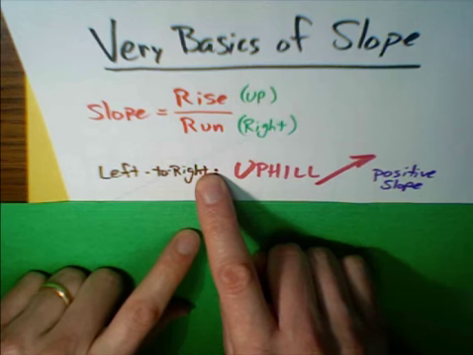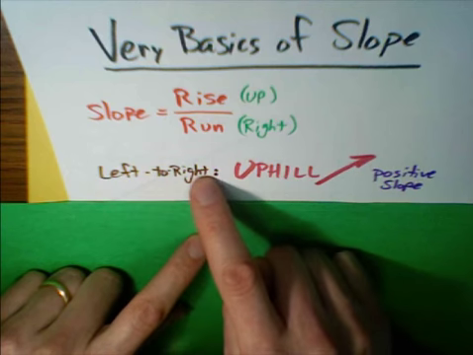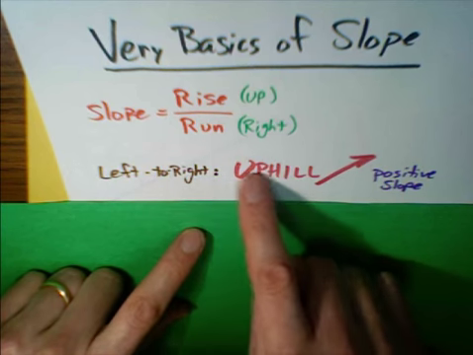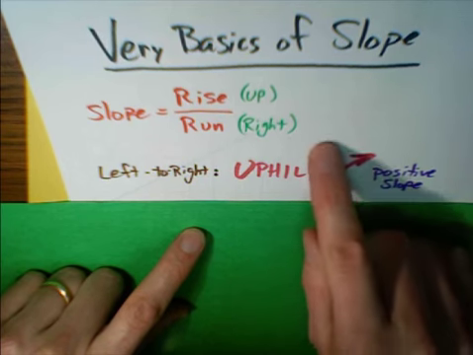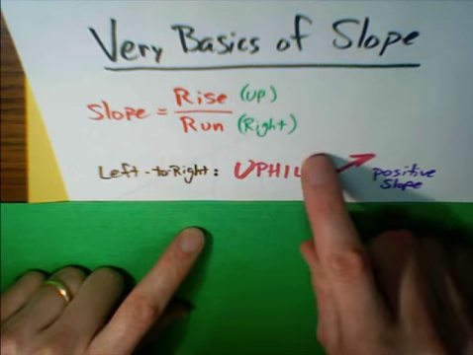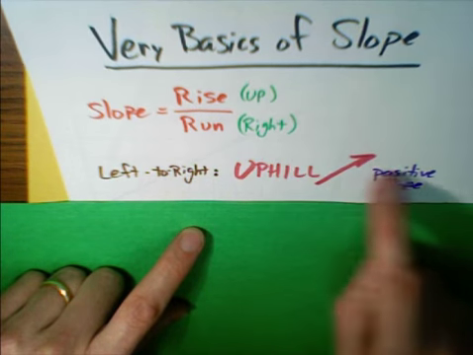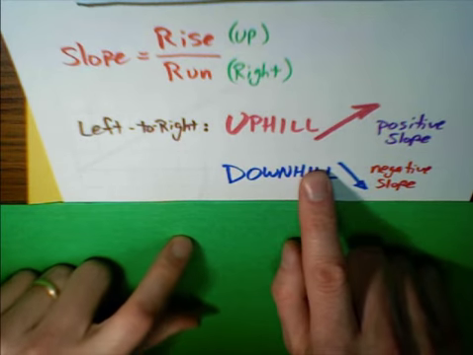Everything is read left to right because our number line, the x-axis, is read left to right. So as we go uphill, as we read things left to right, this is called a positive slope. And again, if we rise a positive number and run a positive number, positive over a positive, rise over run, will be positive. The alternate is downhill.